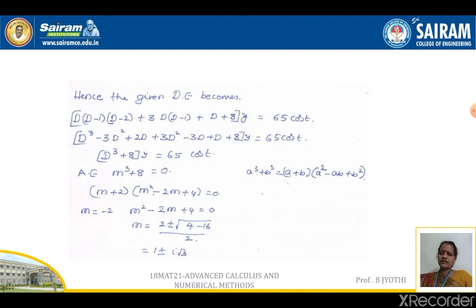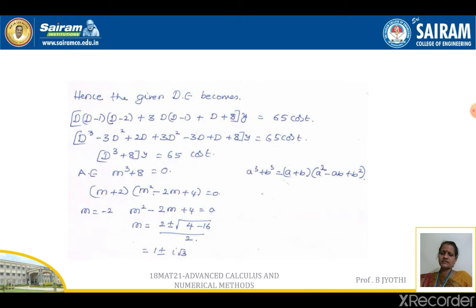So when we are taking the auxiliary equation of this, we get m cube plus 8 is 0, which is exactly in the form of a cube plus b cube, which can be written as a plus b into a squared minus ab plus b squared. That is m plus 2 into m squared minus 2m plus 4 is 0. When we equate the first factor to 0, we get m as minus 2.